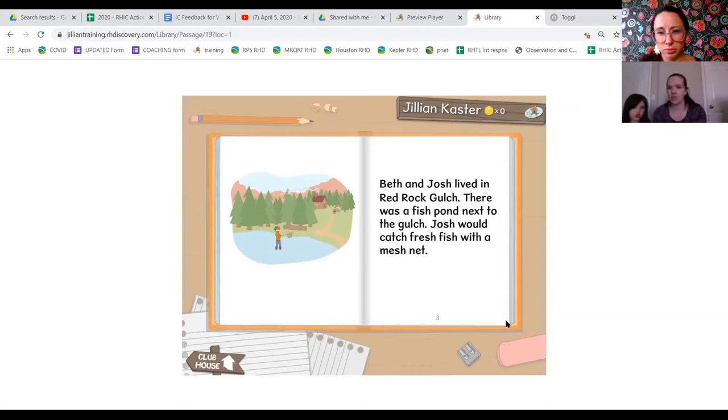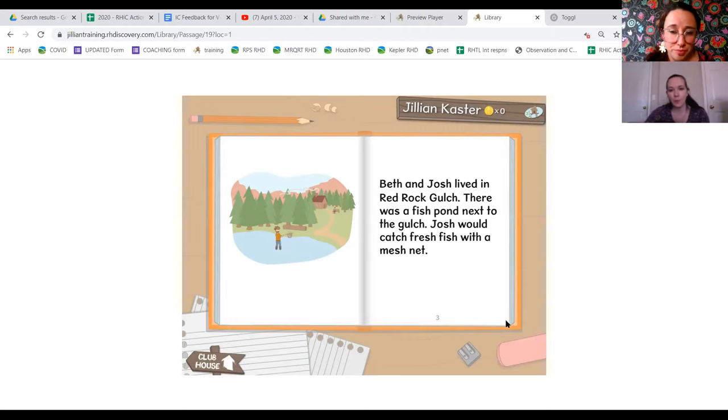Can you find any digraphs on that page? Josh. Ooh, Josh, there's an SH digraph. Any others? Beth, a TH digraph, one that we learned last time. What else? Gulch. Ooh, Jillian sees gulch, CH. I see the word catch with a CH digraph. Any others, Eden? There, yeah, TH digraph in there. I also see fresh, the SH digraph in fresh. Jillian, do you see any others? Did we say fish? No, we didn't. And the last one I see is mesh, SH, awesome.